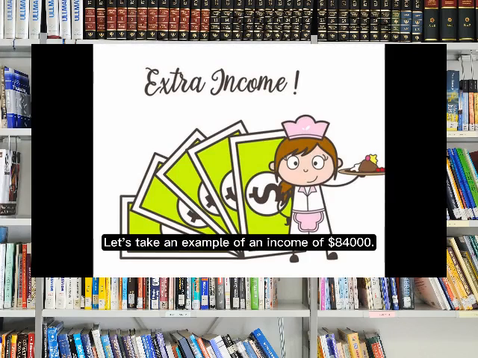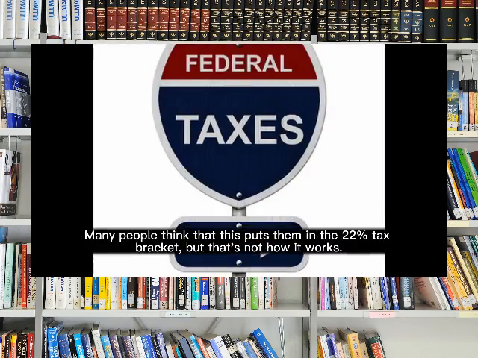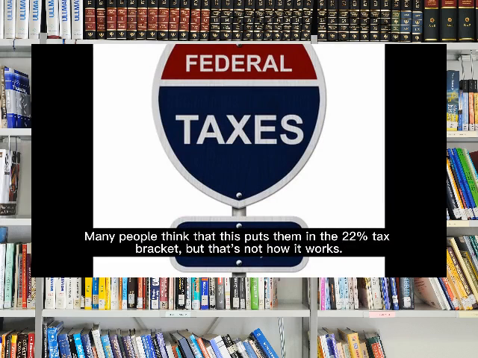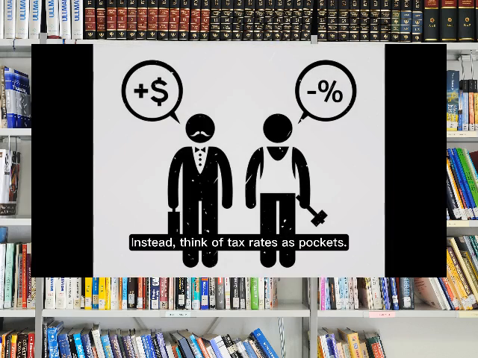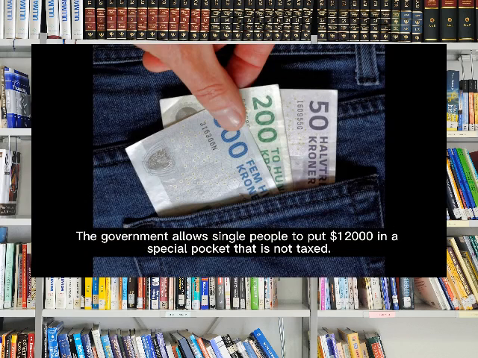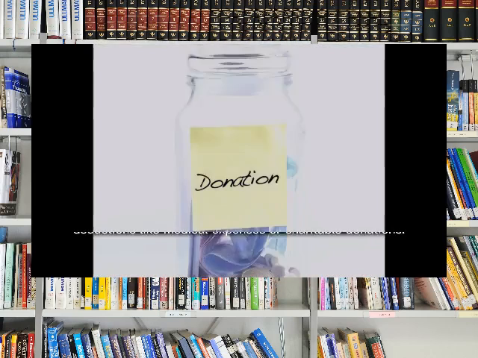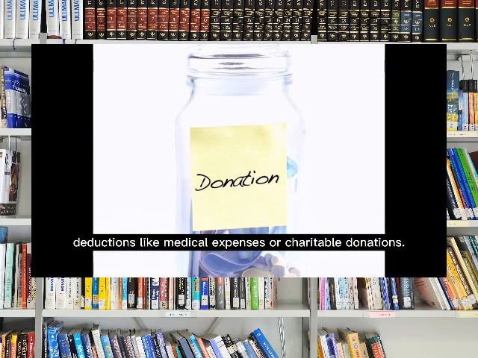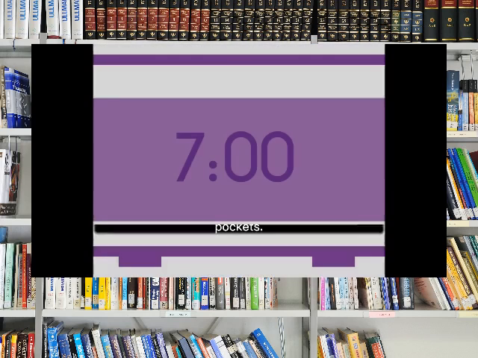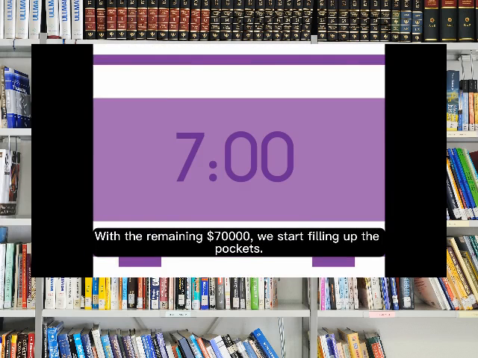Let's take an example. You have an income of $84,000. Many people think that this is taxed at 22% in that tax bracket, but that's not how it works. It's spread out. Instead, think of a tax rate as progressive. The government allows single people to put $12,000 in a special pocket that's not taxed. This amount can be more for couples, or if you have deductions like medical expenses or charitable donations, it'll offset it. With the remaining $70,000, we start filling up the other pockets.